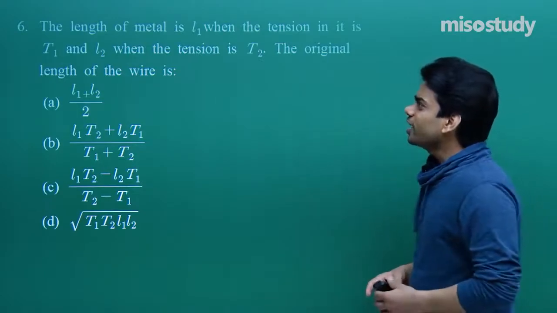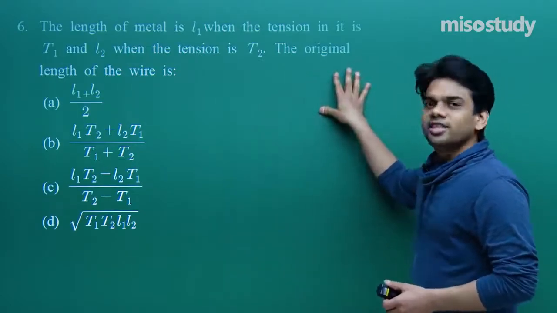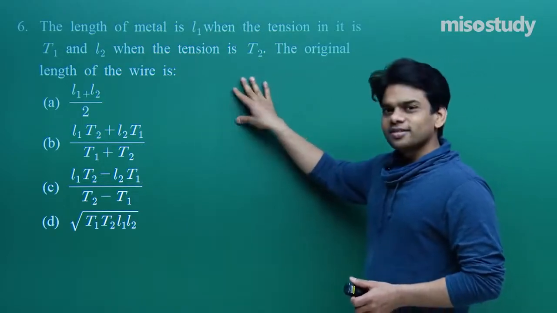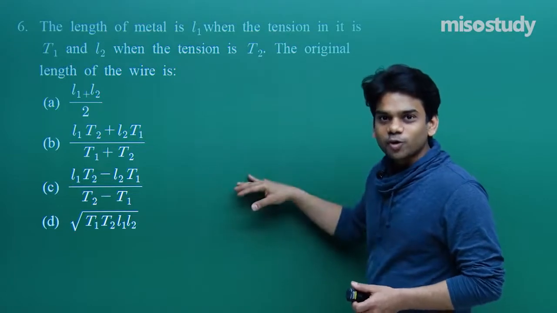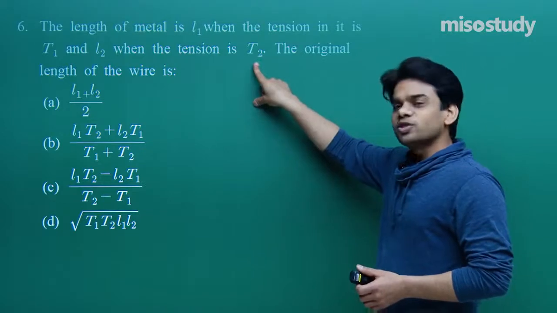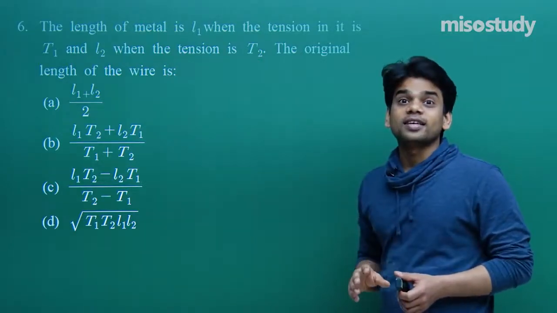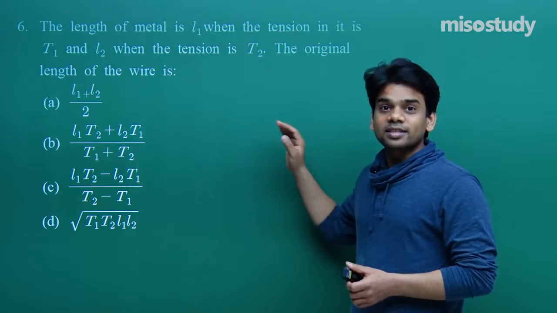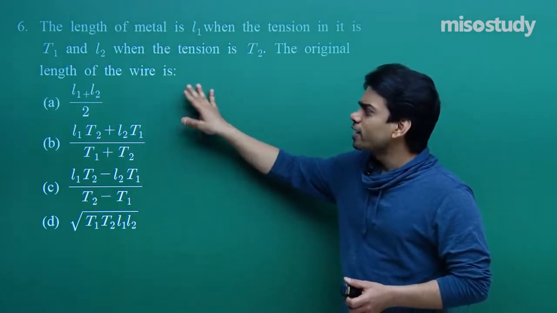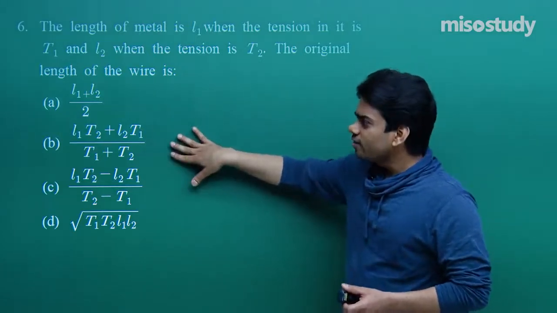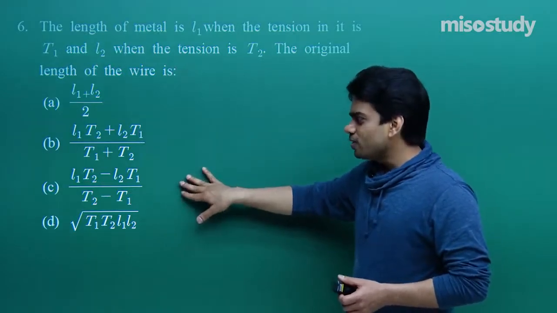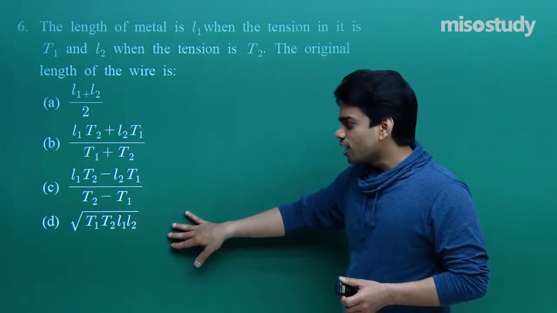Question number 6: the length of a metal wire is L1 when the tension is T1 and L2 when the tension is T2. The original length of the wire is? So we are given that the wire is hanging due to a load. Once the extension is L1 and when the load is T2, the extension is L2. The options: first, L1 plus L2 by 2; second, L1 T2 plus L2 T1 upon T1 plus T2; third, L1 T2 minus L2 T1 divided by T2 minus T1; fourth, under root T1 T2 L1 L2.